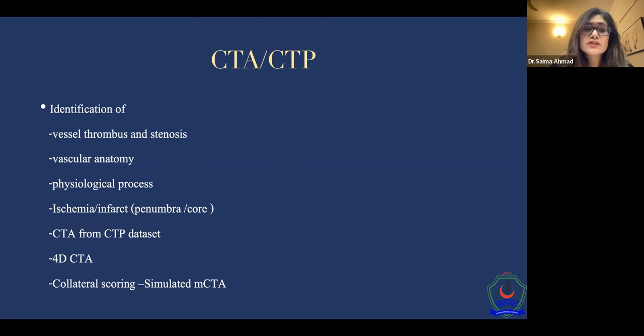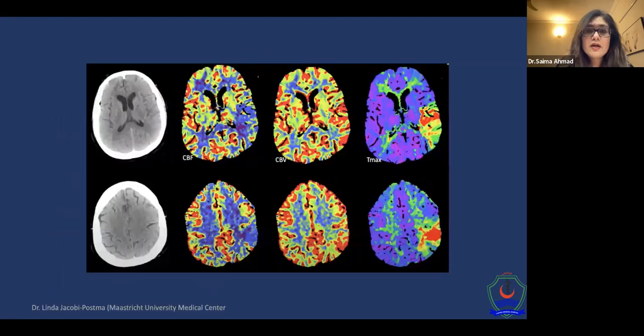The physiological process is basically what the CTP is for, to look into the physiology, and then to see the core and the penumbra. And of course, one of the advantages of doing the CTP early is that you can obtain the CTA from the CTP dataset. Of course, 4D CTA can also be done from the CTP. And then multiphase CTA can also be obtained from the CTP. You just have to push a button and the software does all this for you.